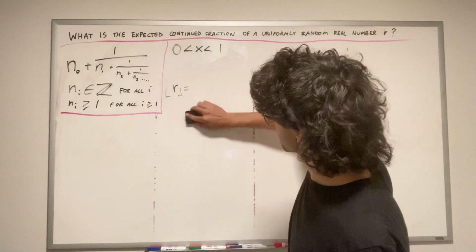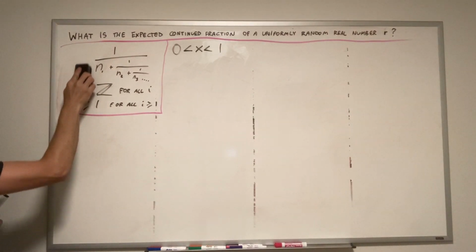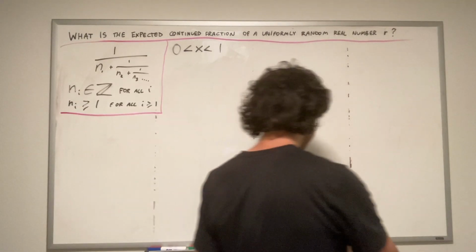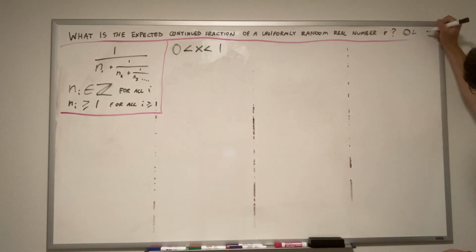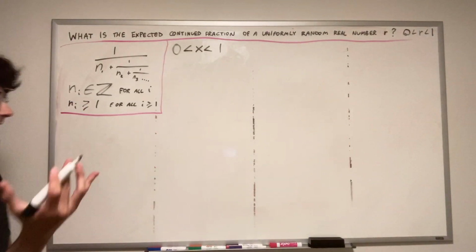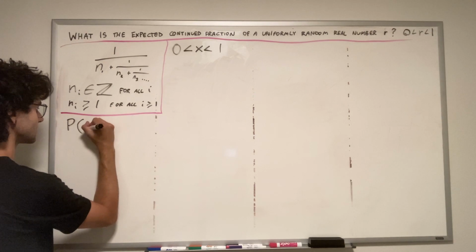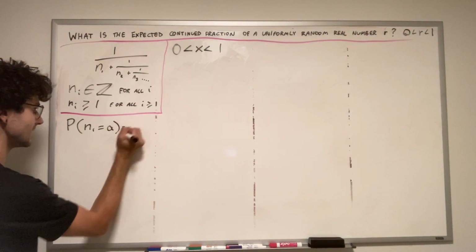So from now on, we're just going to ignore this n sub 0 and just deal with the rest of the fraction. And that gives us the nice benefit that we can now say that r is between 0 and 1, which makes it much more convenient to talk about probability. So now maybe we ask the question, what is the probability that n sub 1 equals some given integer a?